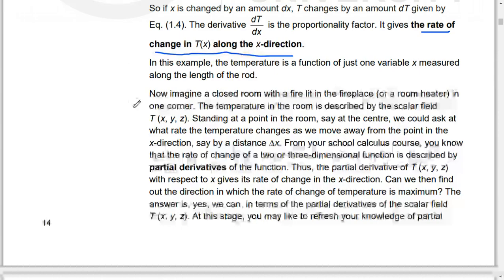Now imagine a closed room with a fire lit in the fireplace or a room heater in one corner. The temperature in the room is described by the scalar field T(x,y,z). Standing at a point in the room, say at the center, we could ask at what rate the temperature changes as we move away from the point in the x direction, say by a distance delta x. From your school calculus course, you know that the rate of change of a two or three dimensional function is described by partial derivatives of the function.